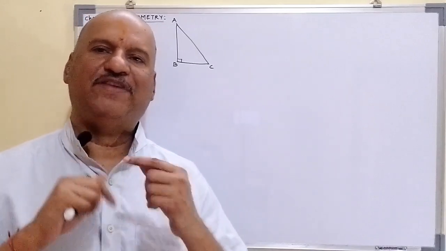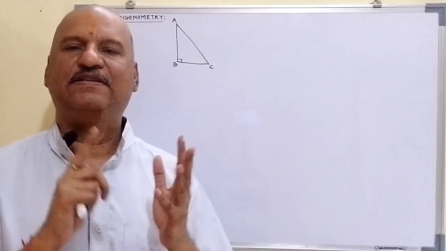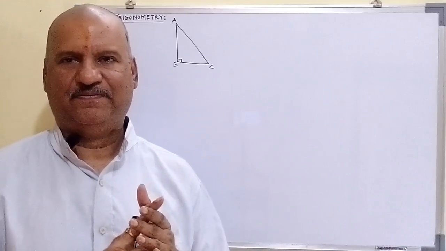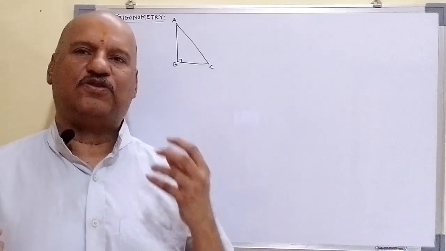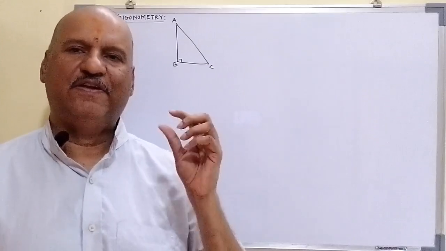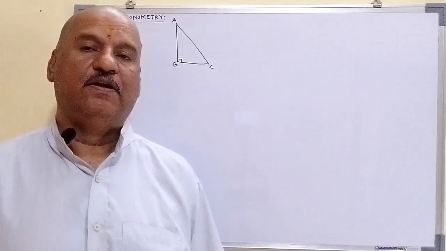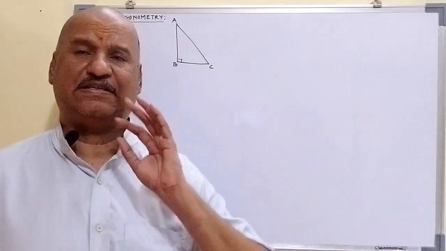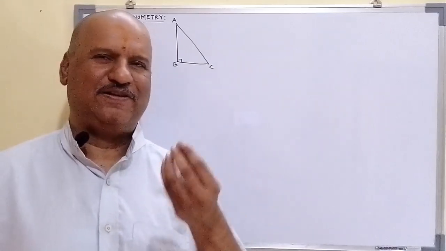For a given angle other than 30, 60, 90, 45, the sine ratio, or a cos ratio or a tan ratio, that value will be provided to you, and then you utilize that.